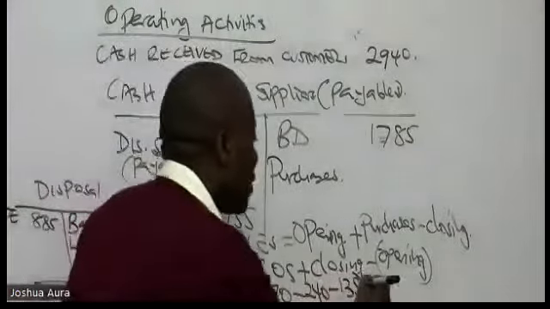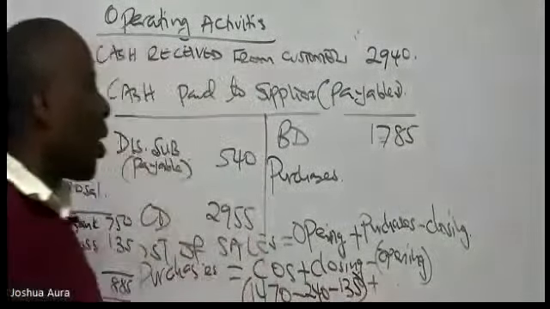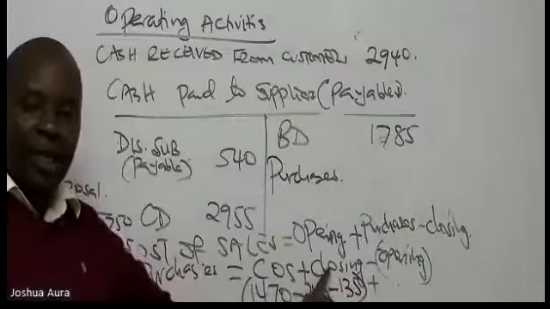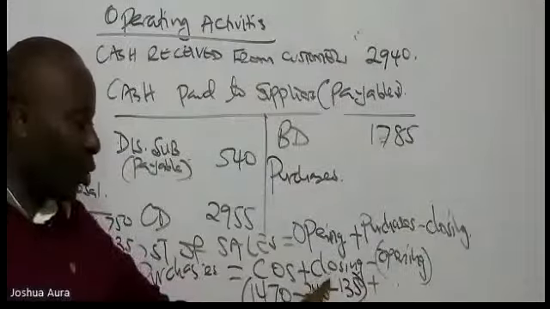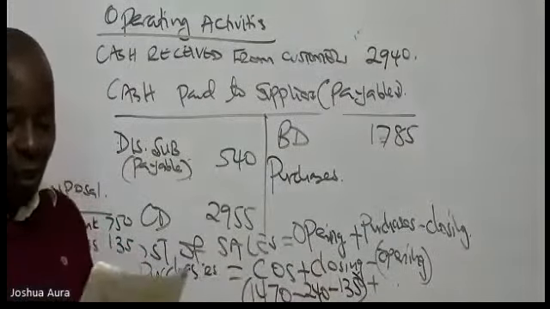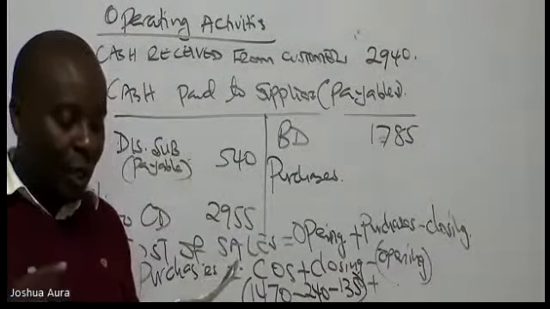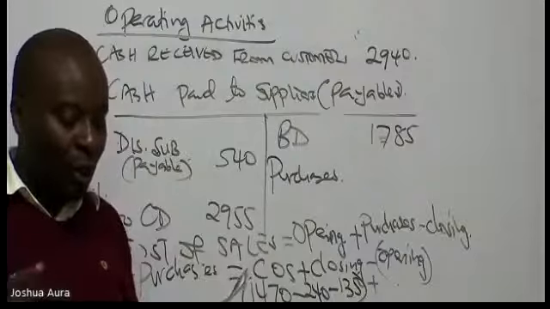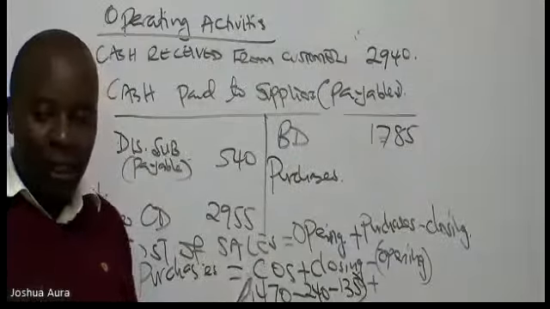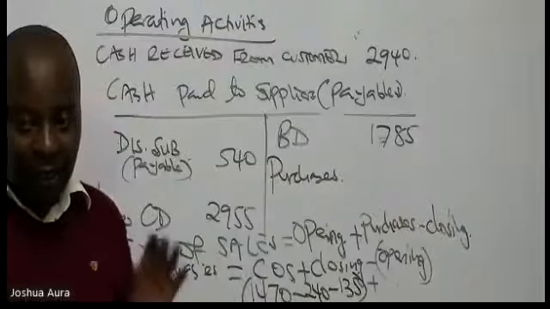Plus, is there somebody who is able to see the closing inventory? Remember, this is closing inventory. Is there somebody who can see the closing inventory in this question? Right? They're telling me it's 3,900.